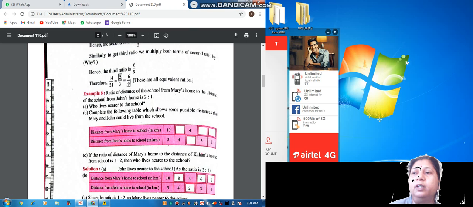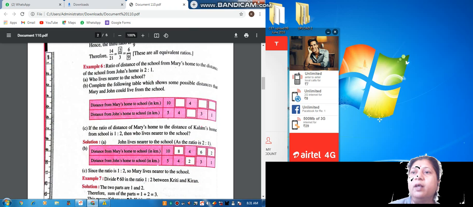Okay, now we'll discuss this box. The distance from Mary's home to school in kilometers and the distance from John's home to school in kilometers. Suppose Mary's house is 10 kilometers, then John's house is 5 kilometers. If we divide 10 and 5, what will we get in the lowest term? 2:1, right. Now look here, John's house is 4 kilometers. So 1 multiplied by which number will give 4? By 4.